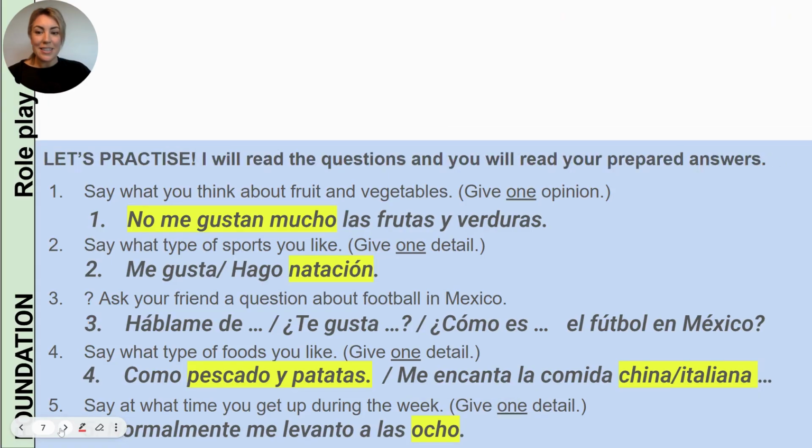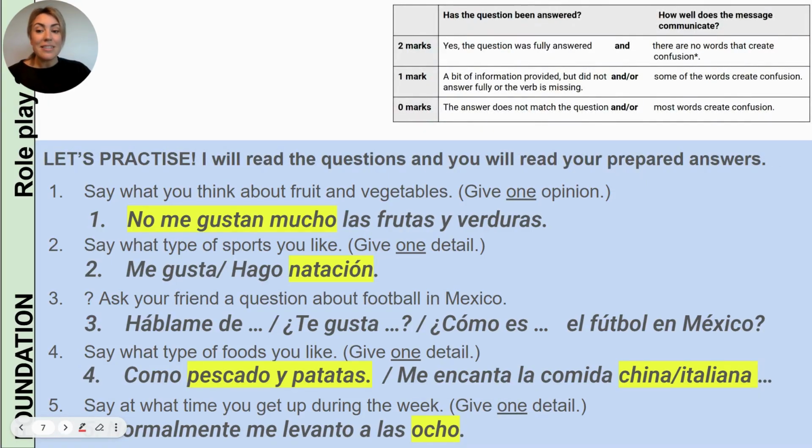Okay, bueno, pues now we're going to practice. I will read the questions. You will be given the time to deliver your answers. Just read off your piece of paper and see how that goes. ¿Preparados? ¿Preparada? Vamos.